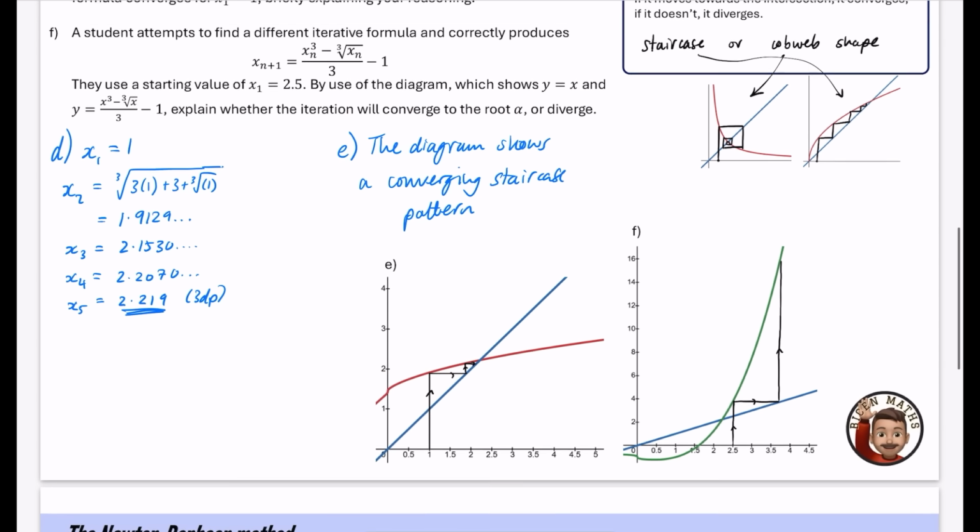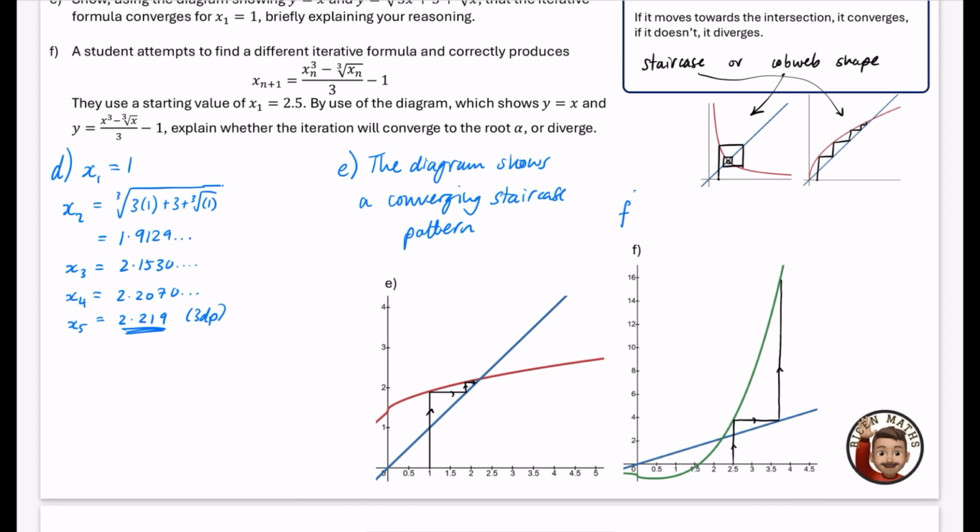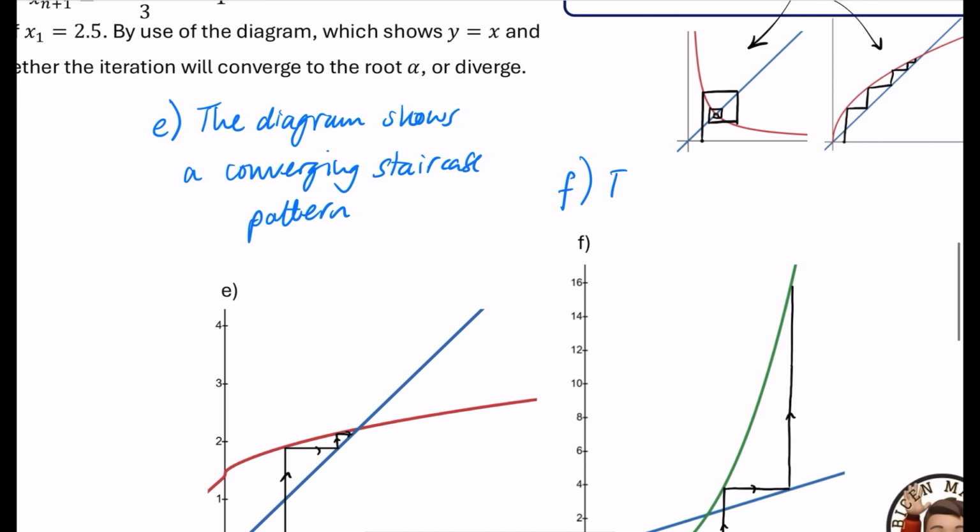So we just need to answer the question for part F: explain whether it will converge to the root or diverge. I would say it diverges, as shown by the diverging staircase diagram.